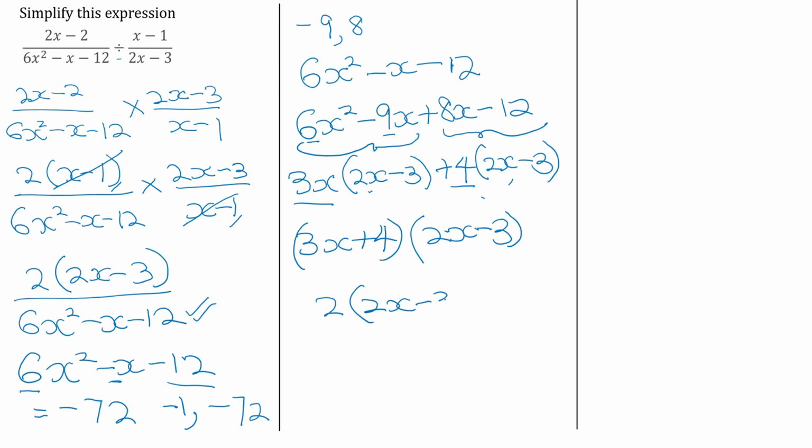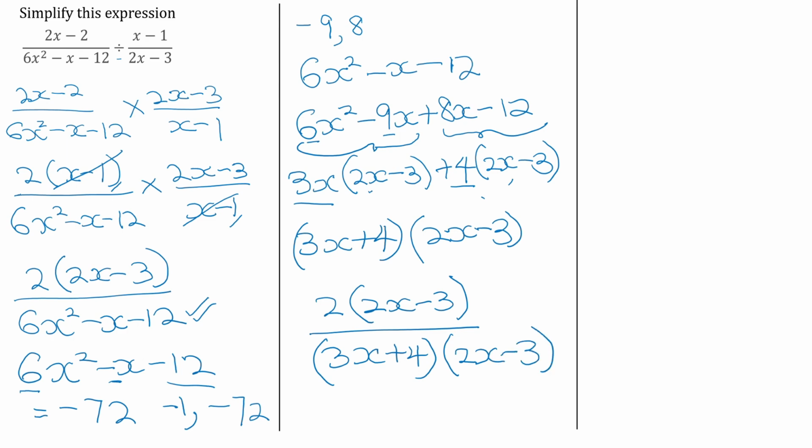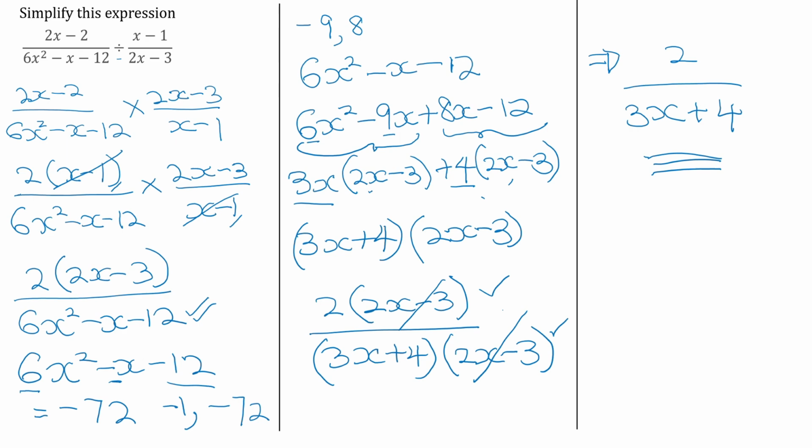So we rewrite our expression as follows: 2 into brackets 2x minus 3, close the bracket, over 3x plus 4, close the bracket, into bracket, open another bracket, 2x minus 3. When you look at the numerator and the denominator, we have a common factor, which is 2x minus 3. You cancel them out. So a simplified expression becomes 2 over 3x plus 4. That is your answer.